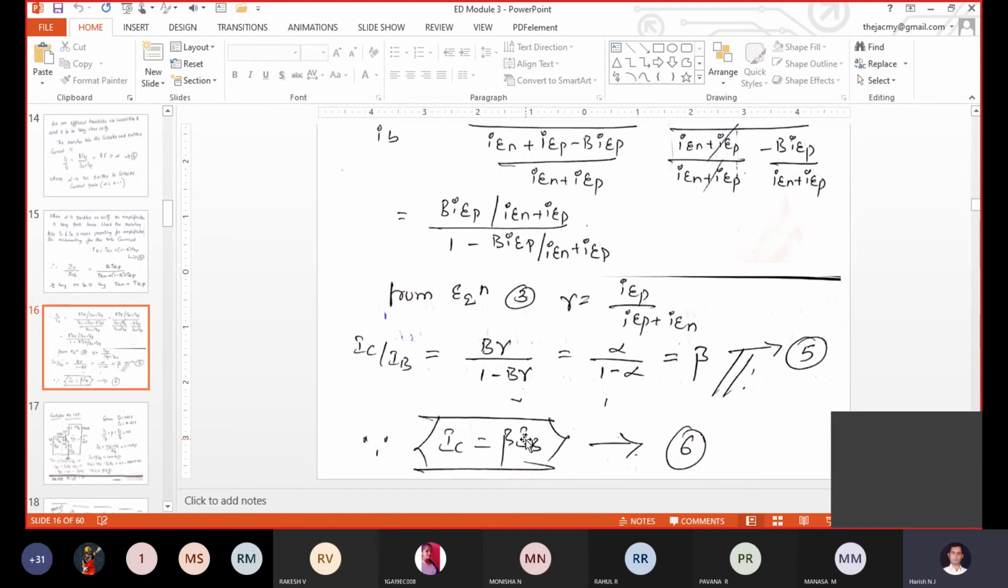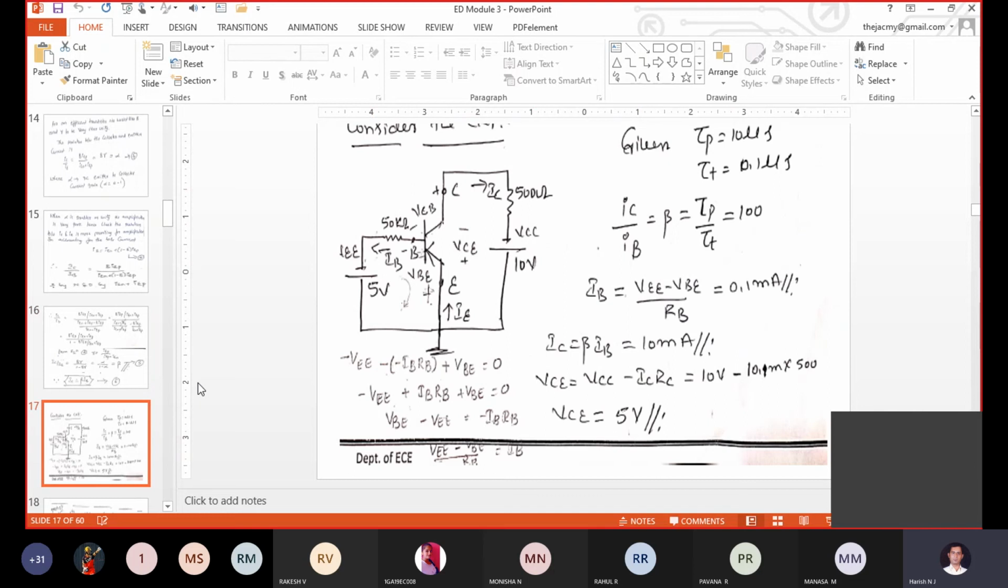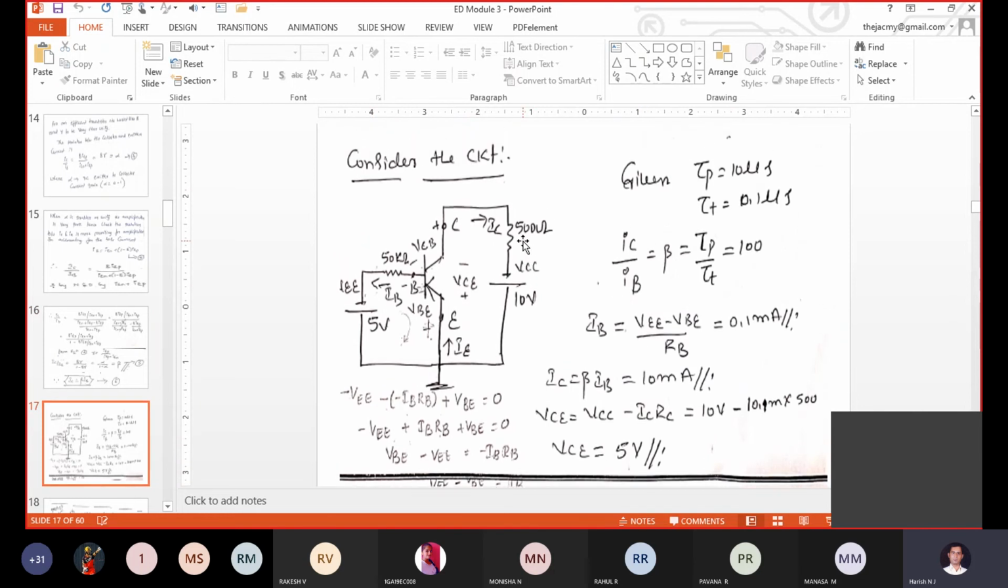Okay. So now, using all these equations, this is just a small derivation. Using these equations, we will discuss one small problem here. Let us consider one circuit here. The transistor is configured in the common emitter mode. For biasing this particular transistor into an active mode, I am using two different DC sources here.